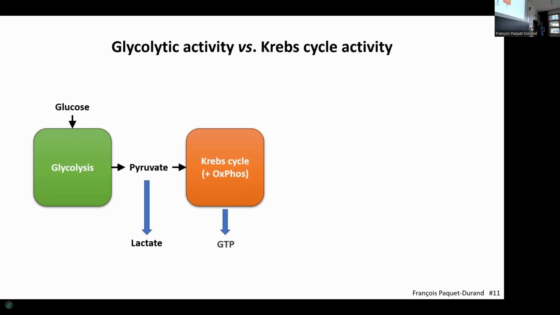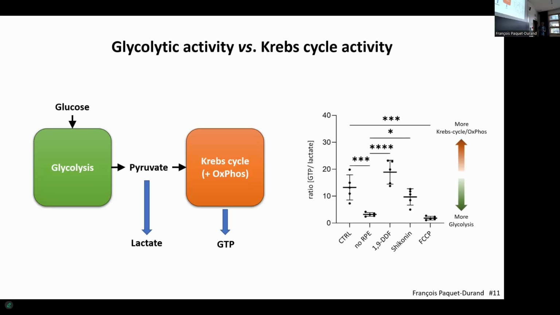And then we have the Krebs cycle and oxidative phosphorylation. One metabolite that comes out of this that doesn't come out of anywhere else is GTP. At least under the conditions that we have here, GTP is a marker for oxidative phosphorylation. So what we can do now is build the ratio of GTP over lactate for the 5 different conditions, and that would indicate where glycolysis is happening, and where the Krebs cycle and oxidative phosphorylation are happening.